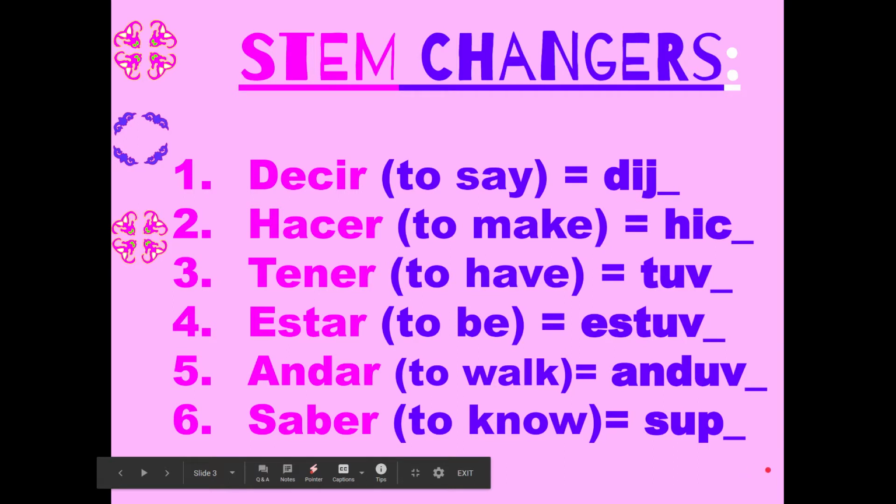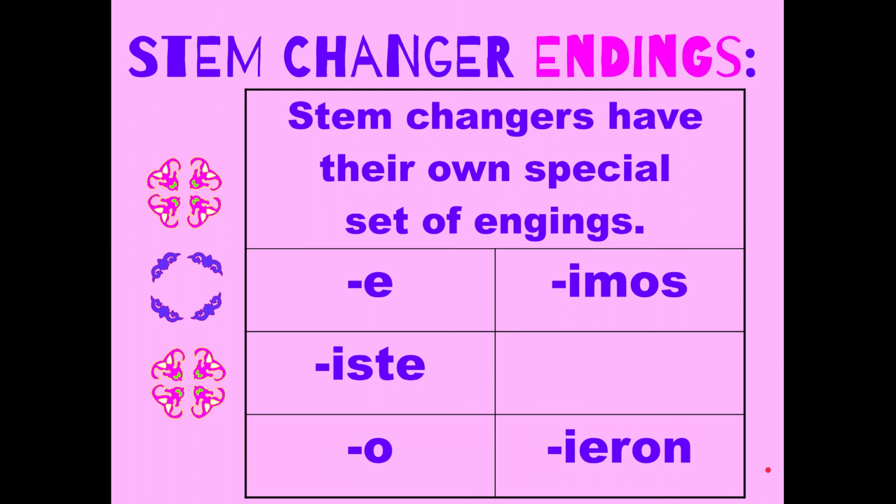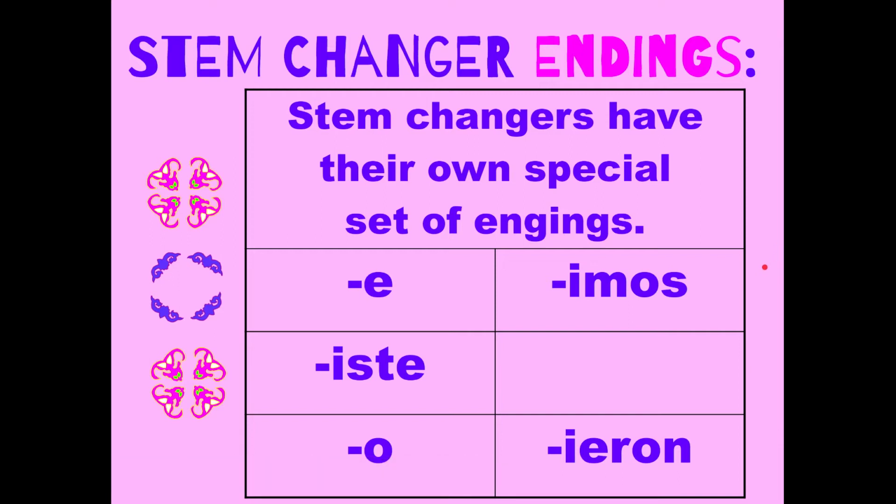Okay, so that's our 6 that we're learning. Again, you can pause it if you need more time to copy. Now, the part that kind of stinks about the stem changers is that they have their own special set of endings. So you will have a total of 3 sets of endings that you'll have to learn for the preterite. You have your AR endings, your ER-IR endings, and then your stem changer endings. Again, please pause it if you need time to copy these.